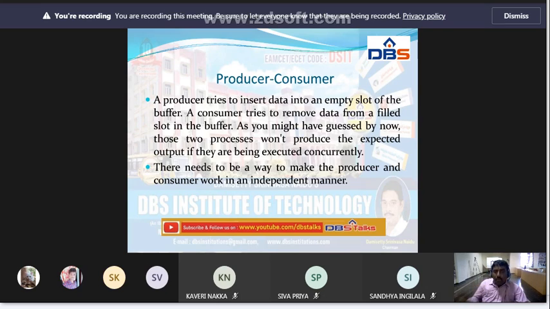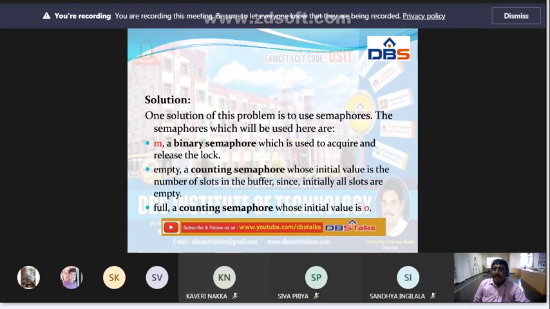So in order to avoid those problems, at a time only the producer can do their work, and after that only the consumer will do their work. Okay, so it is the producer consumer problem. One solution of this problem is to use semaphores. By using the semaphore we are going to solve this one.